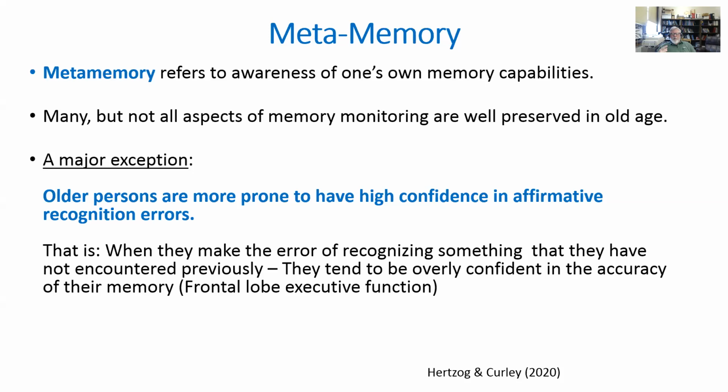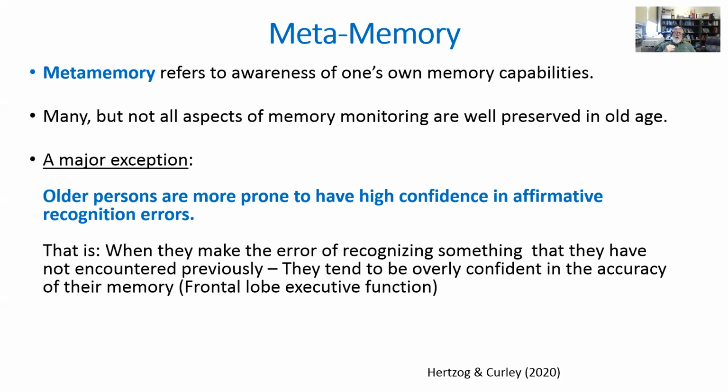That feeling of knowing. And when you have that feeling of knowing that you have experienced something before and it's wrong, that is, you actually never have seen that building before, you never actually have seen that painting before, when we make these false positives, these affirmative recognition errors, we tend to have very high confidence in them. We tend to be sure of our memory. Whereas when those types of things occur in younger people, they tend to report lower confidence in their memory.